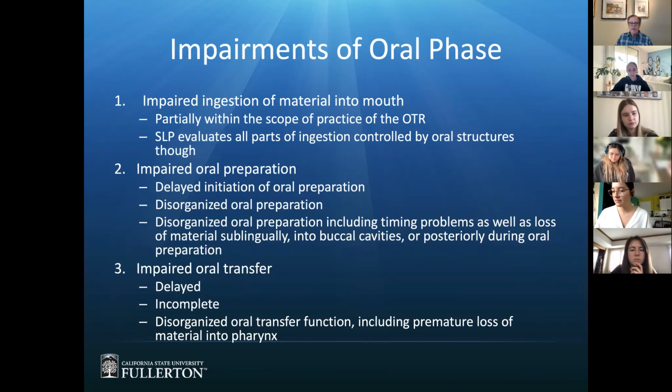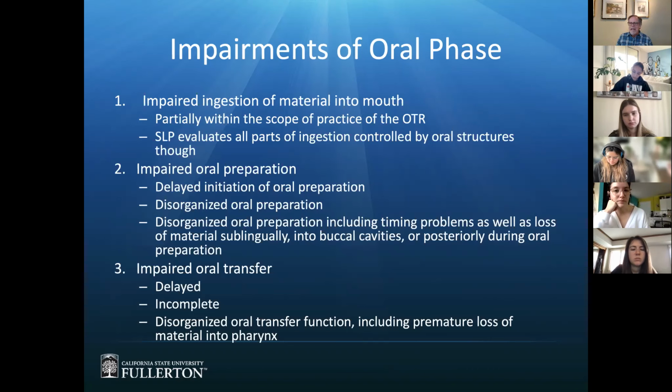Okay, and then there's the third one. The third main thing would be impaired oral transfer, and that includes delays in it. For example, the person has prepared the bolus and they're containing it, but they don't push it back in a timely way.